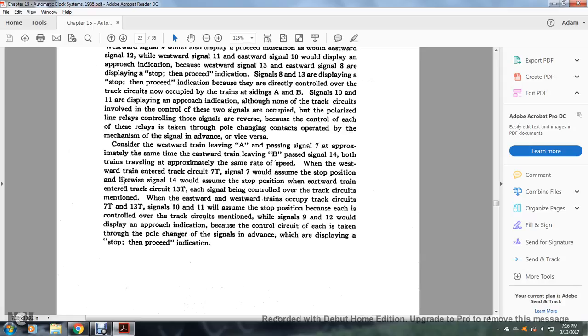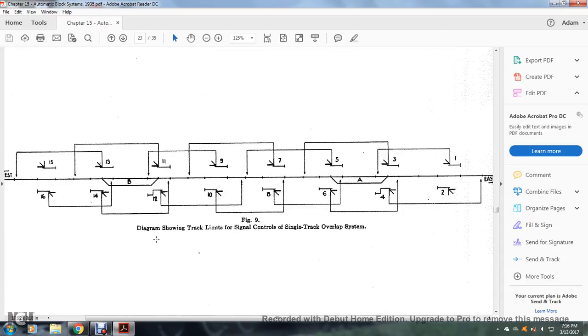The eastward train enters track circuit 13T, with each of the signals being controlled over the track circuits mentioned. With the eastward and westward trains occupying track circuits 7T and 13T, signals 10 and 11 will assume the stop position because each is controlled over the track circuit mentioned. Signals 9 and 12 would display an approach indication because the control circuit of each is taken through the pole change of the signal in advance, which is displaying a stop-then-proceed indication.